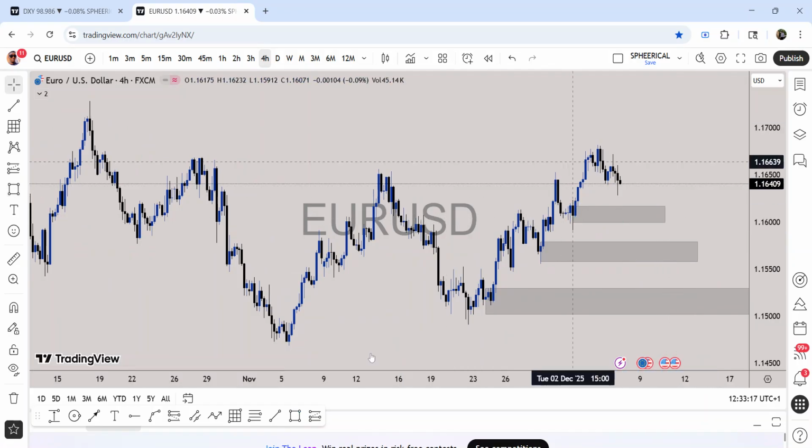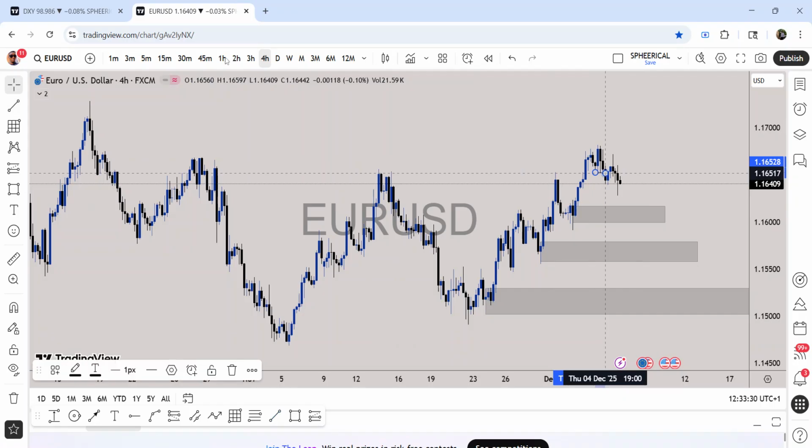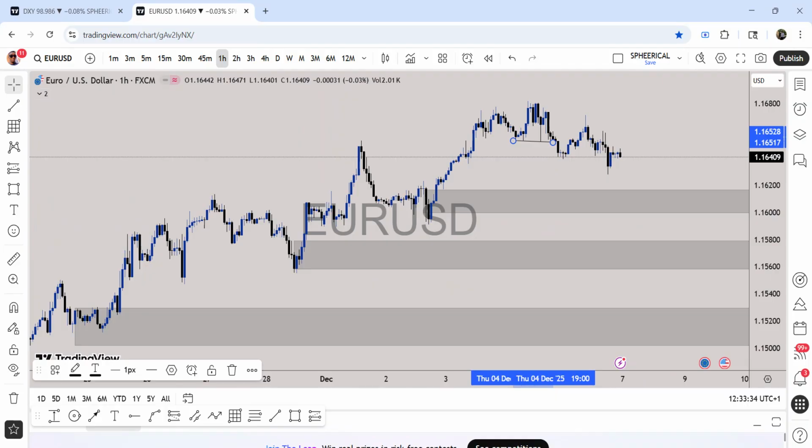Then you can see there's a change of character here in 4 hours. There's a change of character here. You can see it. This is a typical change of character. If you go to a lower time frame, you will see it more. So let's go straight to 1 hour. In this 1 hour time frame, you will see the change of character. This is it. This is the change of character.